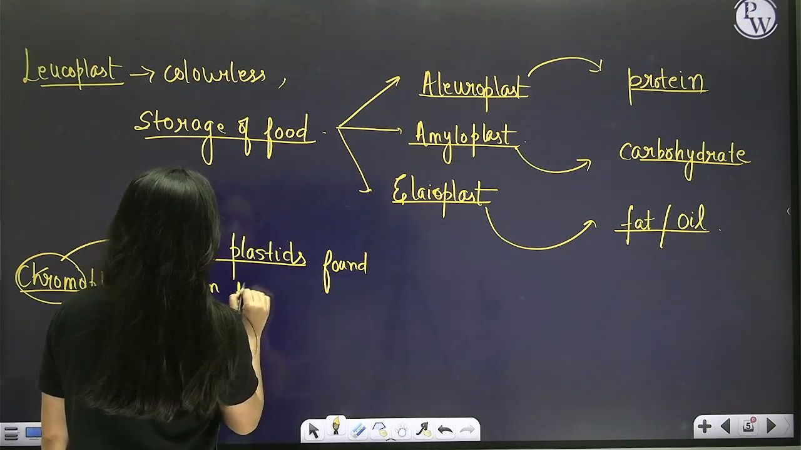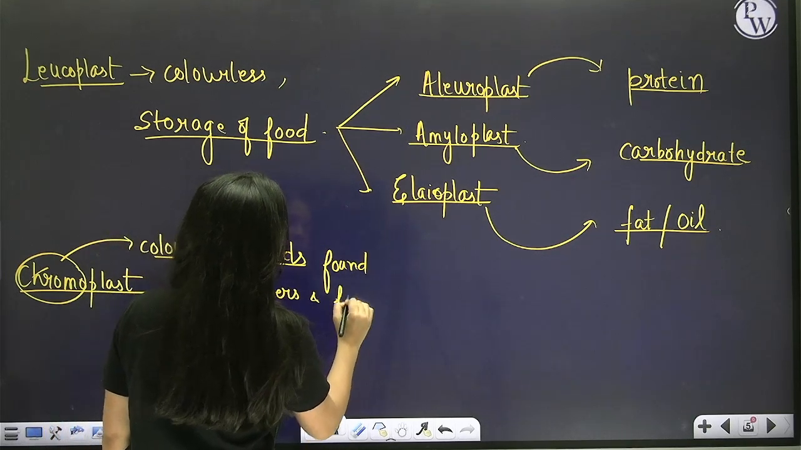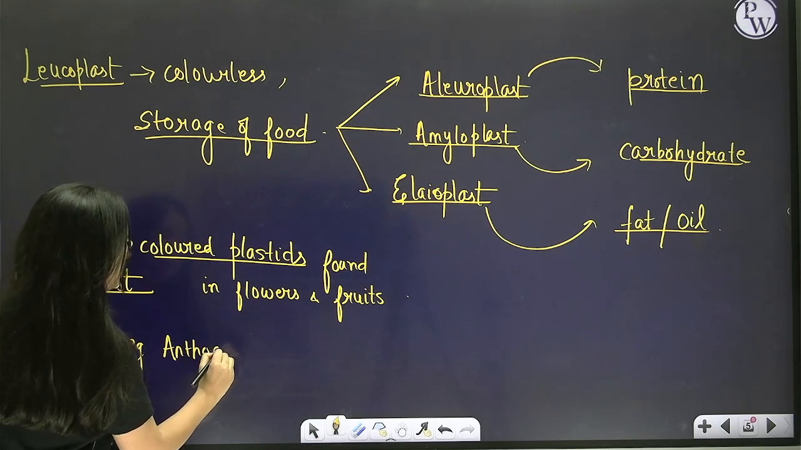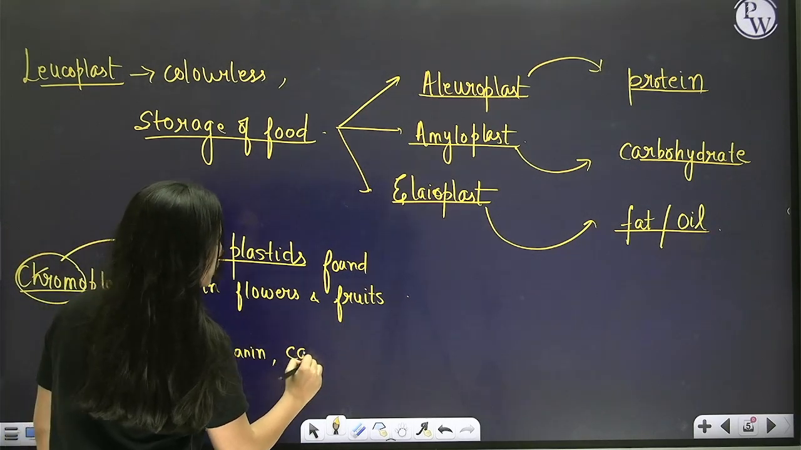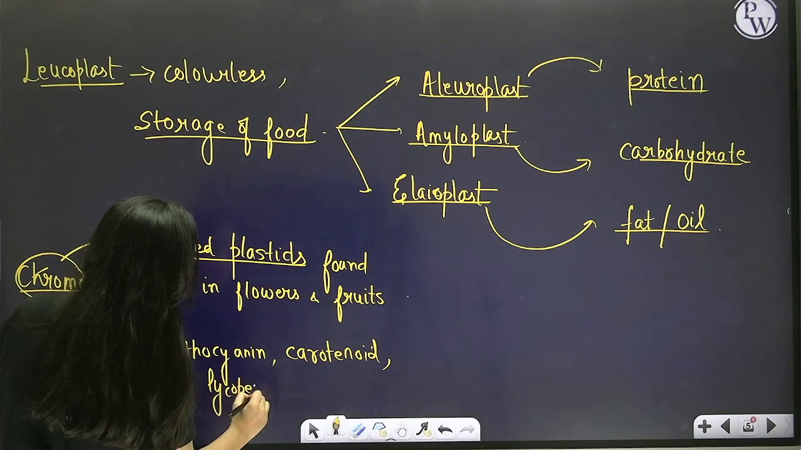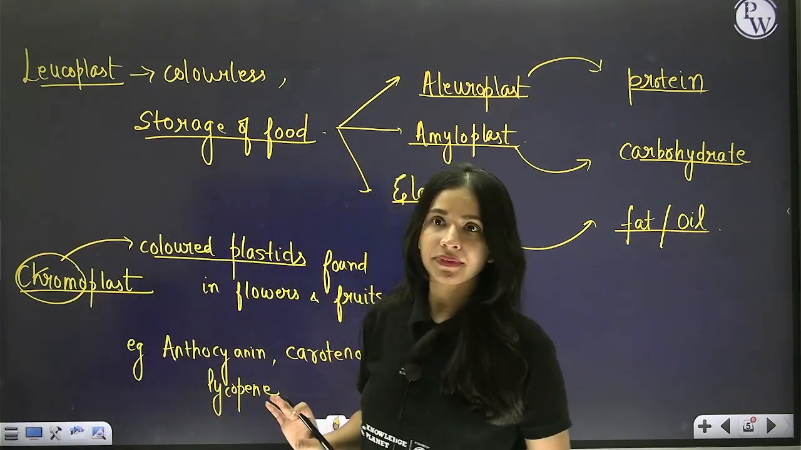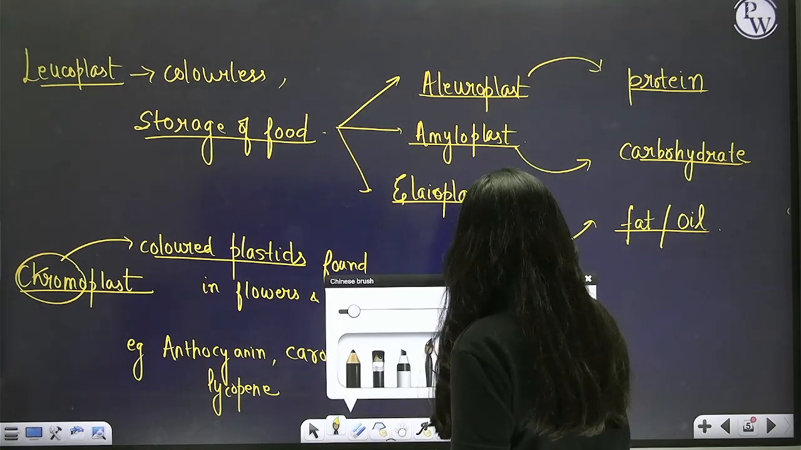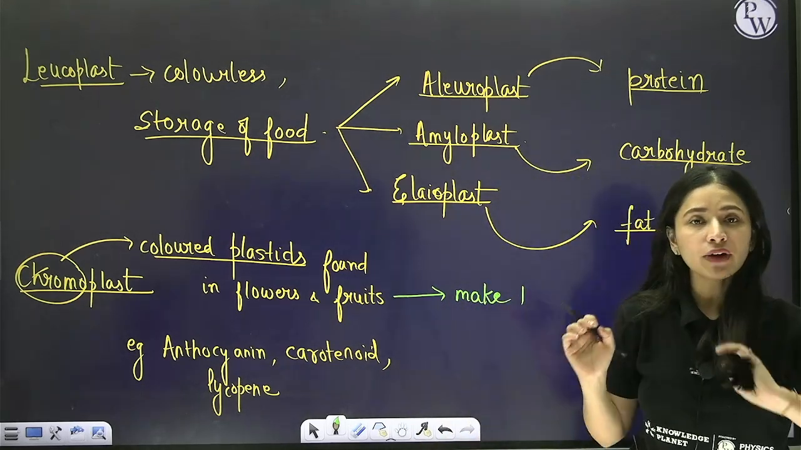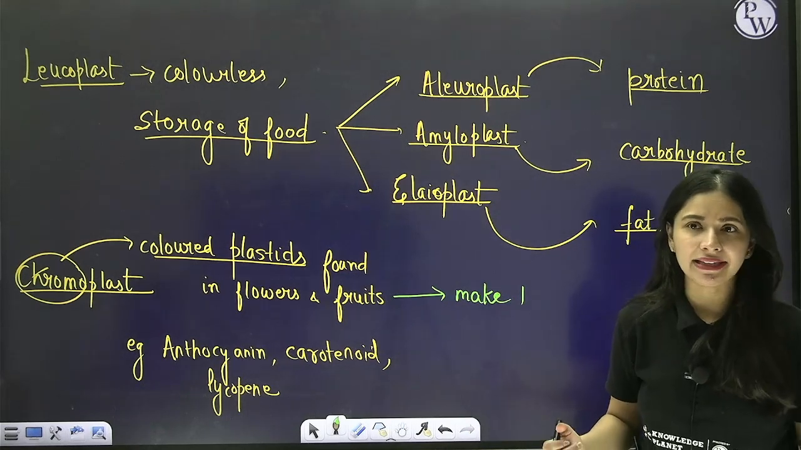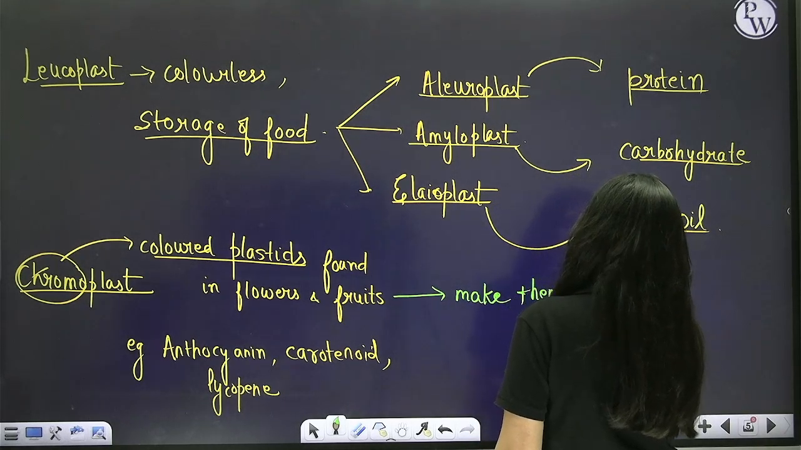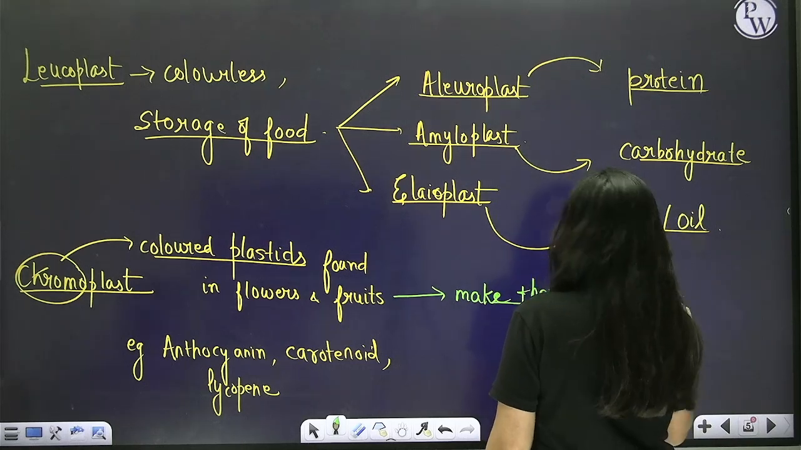found in flowers and fruits. Some pigment names, for example, anthocyanin is a purple colored, water soluble pigment. Then carotenoids are yellowish colored, fat soluble pigments. Lycopene is a red colored pigment, richly found in tomatoes and carrots. Correct? So they are found in flowers and fruits. And what is their role? To make them attractive. You know, colors attract, na? If you have colorful flowers and colorful fruit, you tend to prefer to buy them and eat them because you find them attractive. So yes, they are responsible for making them attractive. Right? Yes or no, everyone?